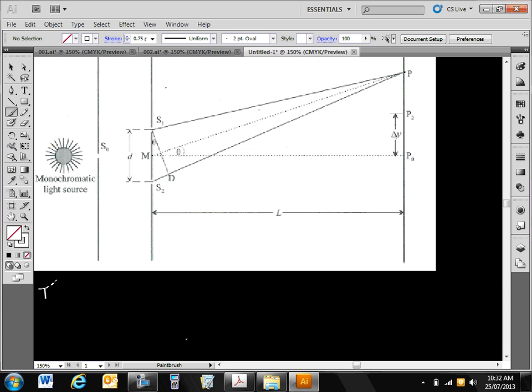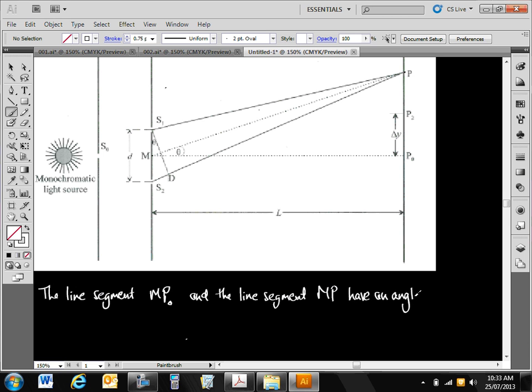Line segment MP0 and line segment MP have an angle theta between them.